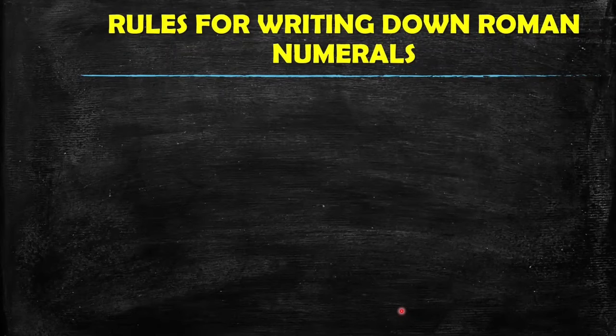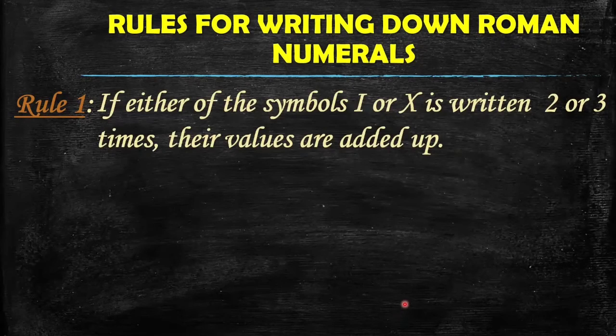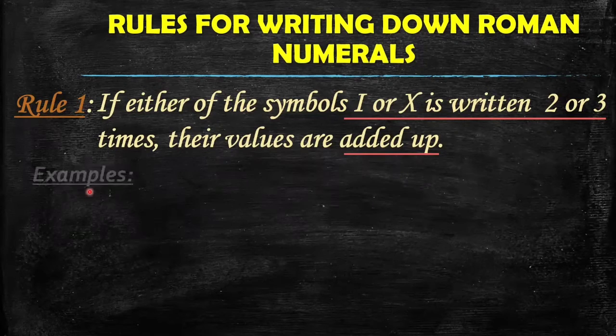There are certain rules for writing numbers using the Roman numerals. Let us see how to write numbers from 1 to 20 using rules and the symbols or letters I, V, and X. The first rule says, if either of the symbols I or X is written 2 or 3 times, their values are added up. Let us understand this rule better through examples.